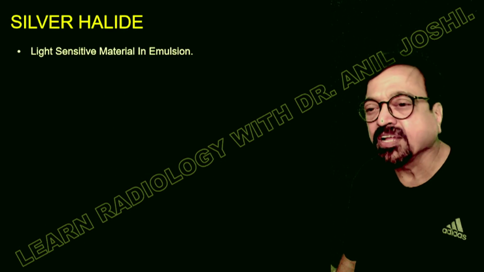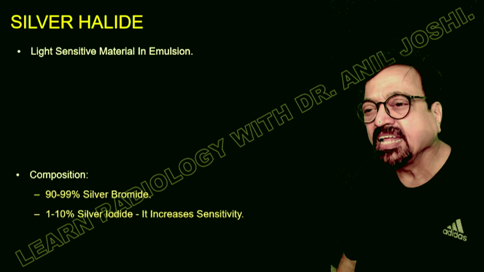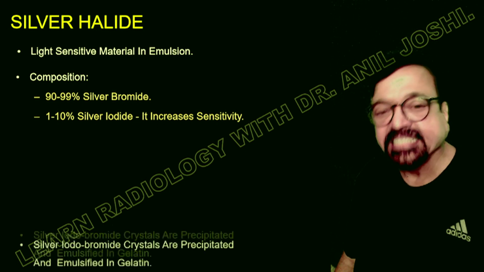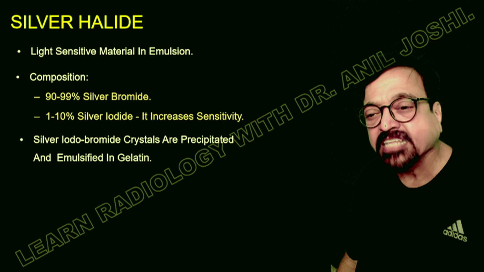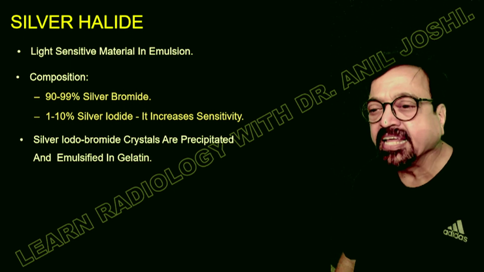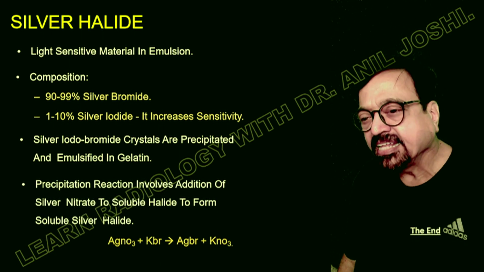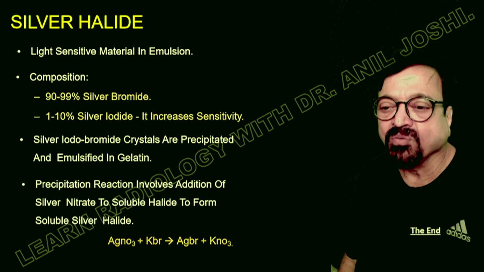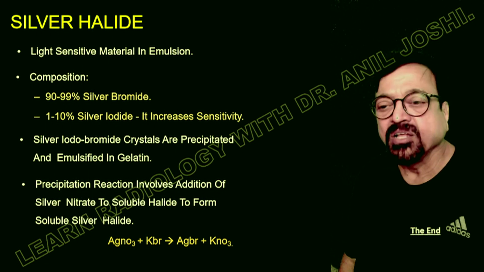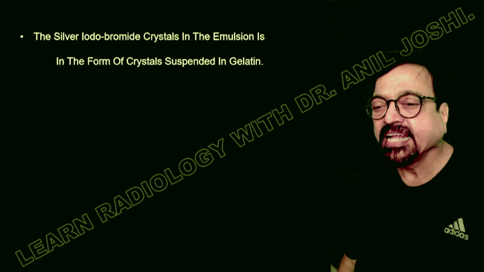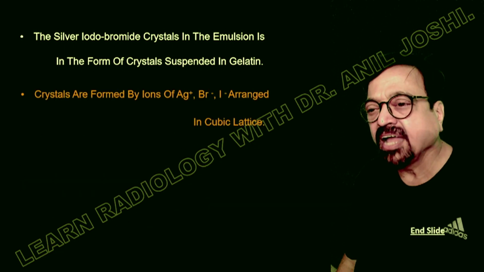Now, silver halide is a very important thing for us. It is the light sensitive material in the emulsion. Its composition is 80 to 99% silver bromide and 1 to 10% silver iodide. It increases sensitivity of a film, so we start getting good films with less exposure. Then silver iodobromide crystals are precipitated and emulsified in gelatin. The precipitation reaction involves addition of silver nitrate to a soluble halide to form a silver halide. The silver iodobromide crystals in the emulsion are in the form of crystals suspended in gelatin. The crystals are formed by ions of silver and bromide.